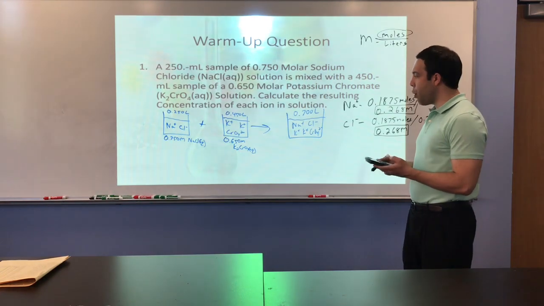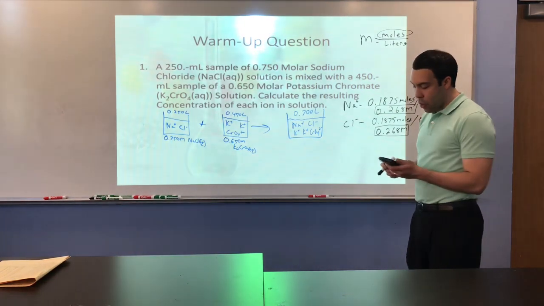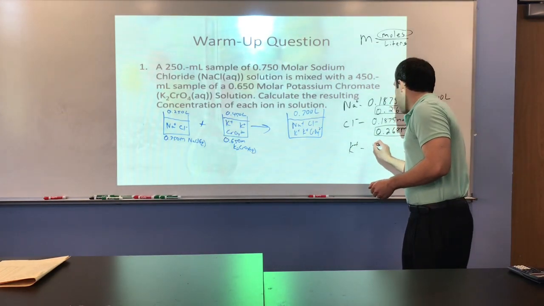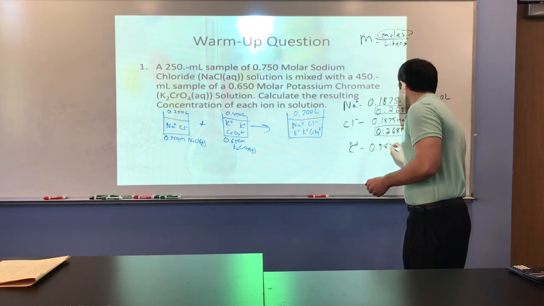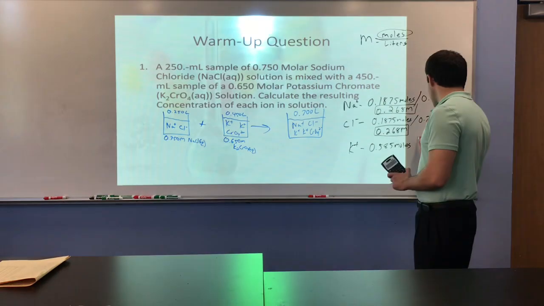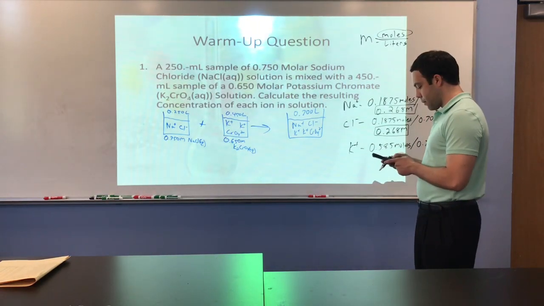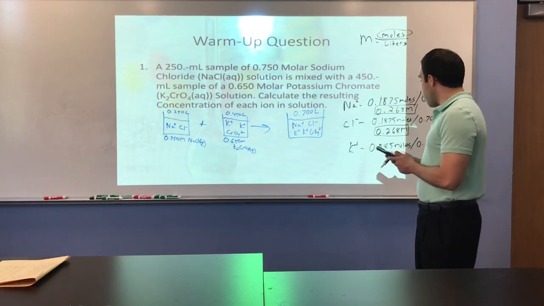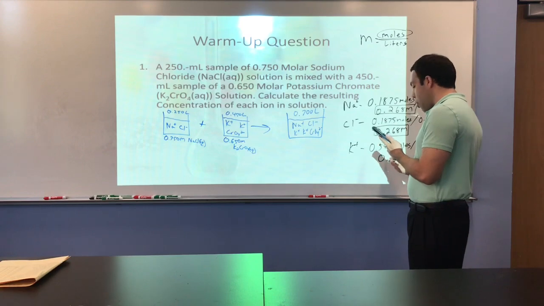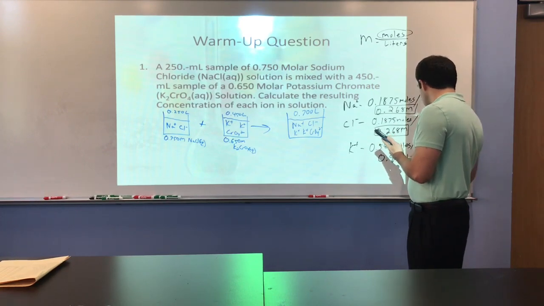So when we do that, 0.650 times 0.450 times 2, we get 0.0585 moles for potassium. We do the same thing. We divide by 0.700 liters. Rounding to 3 significant figures again, we get 0.836 molar.